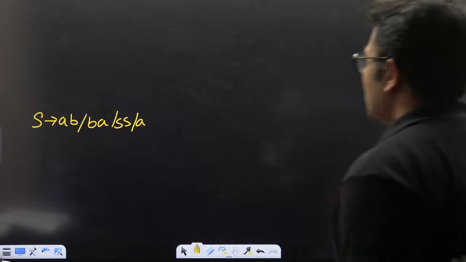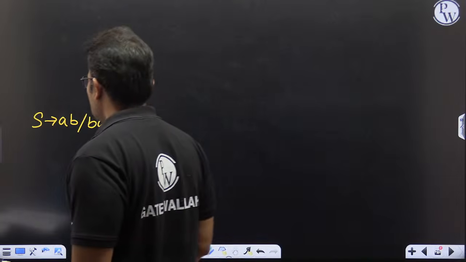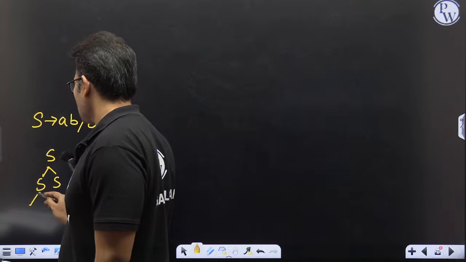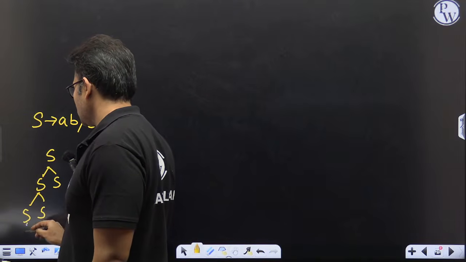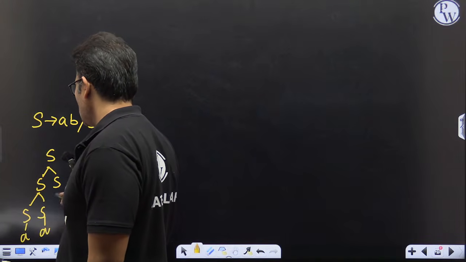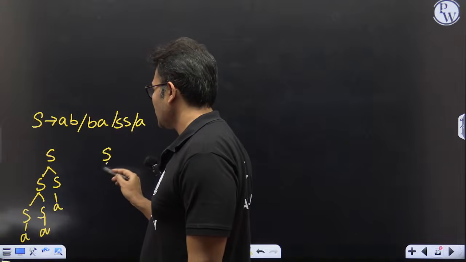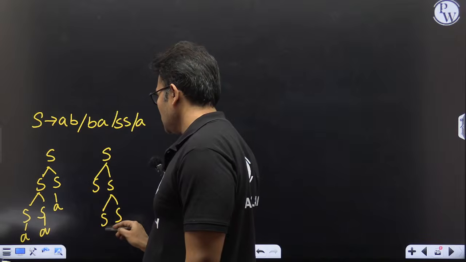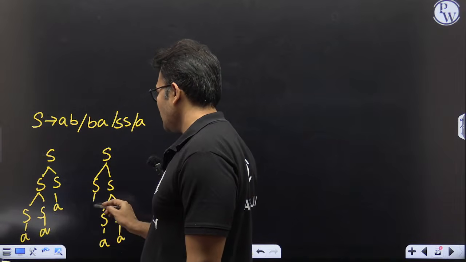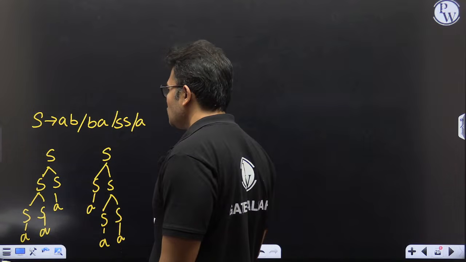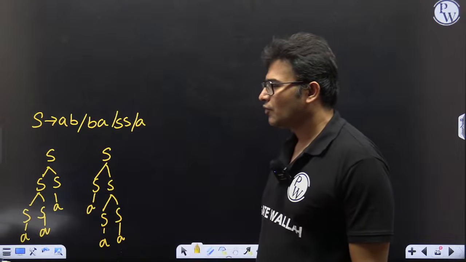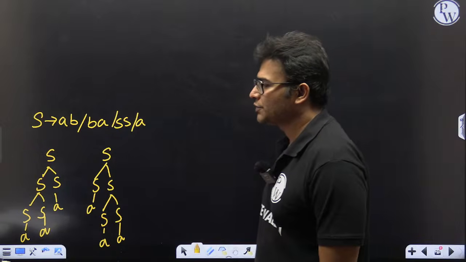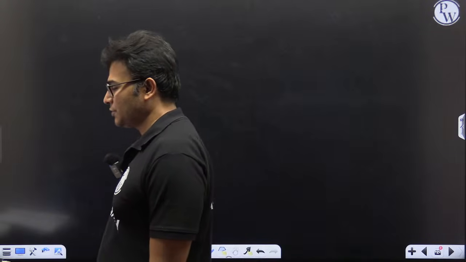How are you going to say that this grammar is ambiguous? So S can derive SS and this S can derive SS. This S can derive A. This is one way. Otherwise, S can derive SS, this S can derive SS, and then A, right? So for the same string A, we got two parse trees. Therefore, the grammar is ambiguous, right?